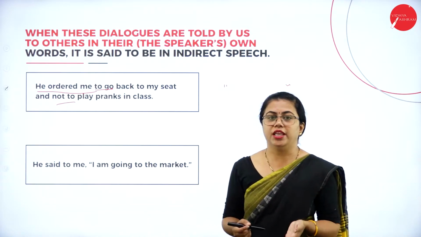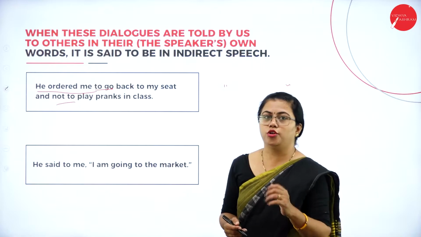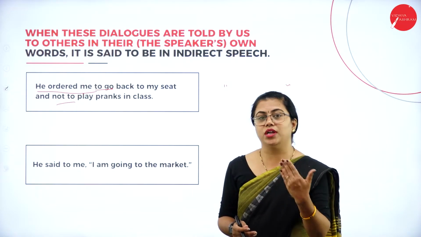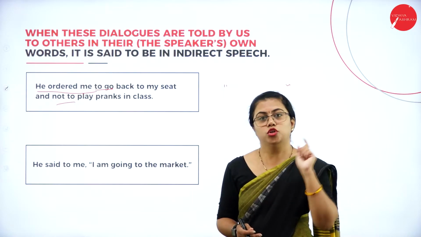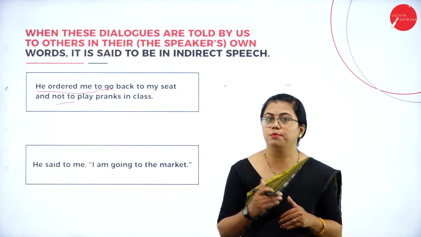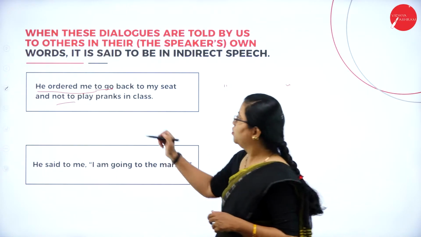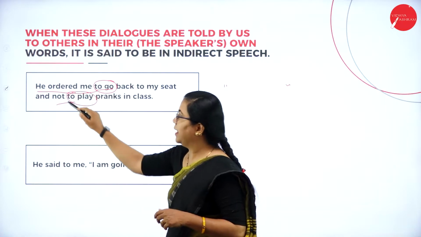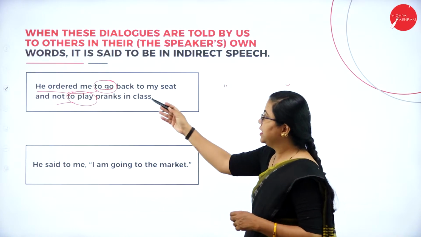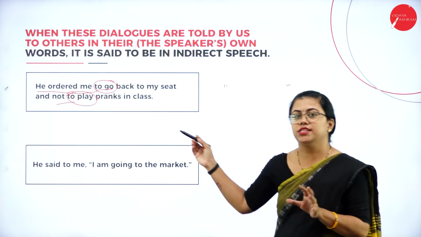If at all I'm telling you to go back to your seat, not to play pranks, I don't use those words. I would have told you, go back to your place, do not play pranks. I would have used an imperative sentence, isn't it? So the verb form also will not be like this. So these are not the exact words of the speaker.